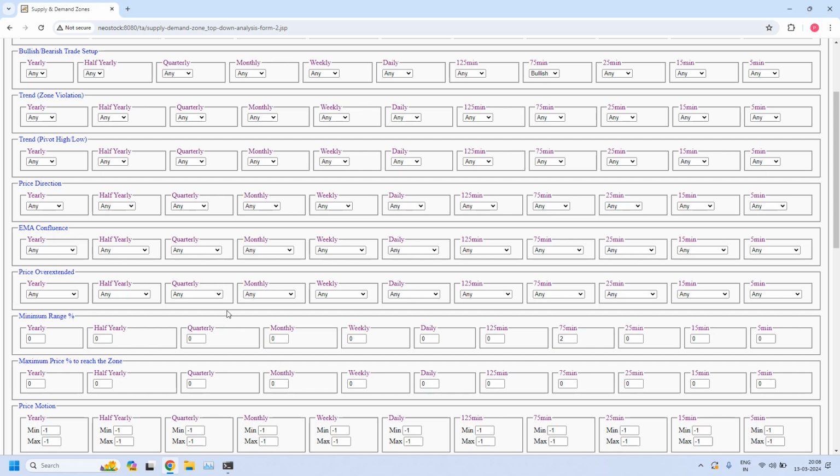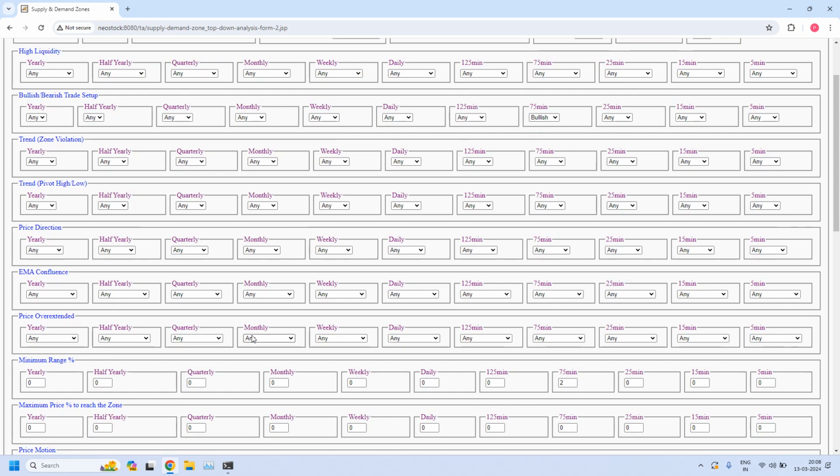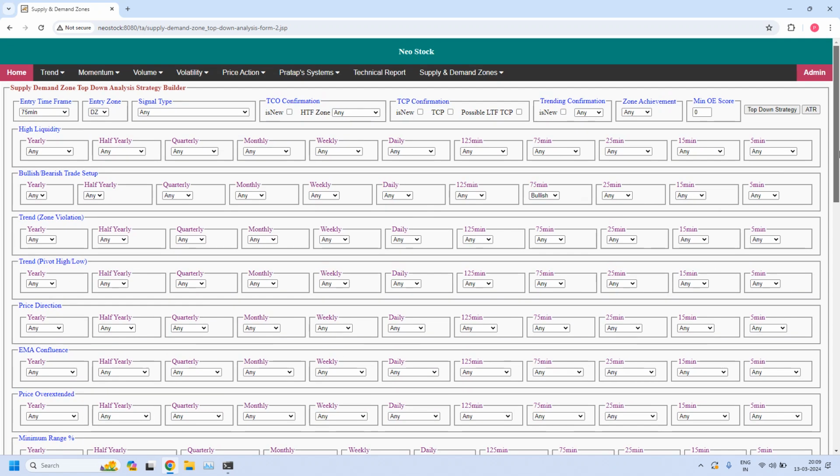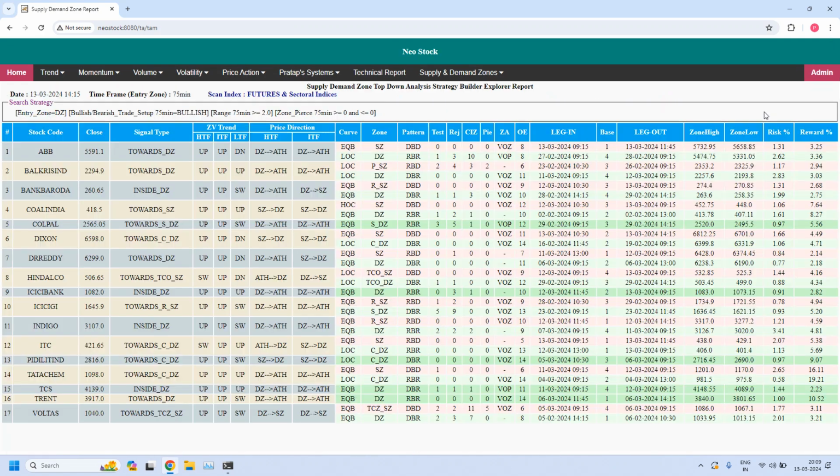Okay. And the third one, we will generate again 2 reports. 1% close to the 75 minutes demand zone. If the list is small, we will look for even 2% close to the demand zones. So for maximum price percent to reach the zone in the 75 minutes time frame, I am setting the value 1. That means within 1% of the 75 minutes demand zone, if the stocks are available, we are going to list those zones. So 17 stocks are within 1% close to the demand zone.